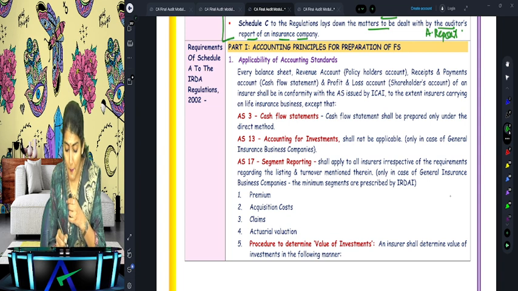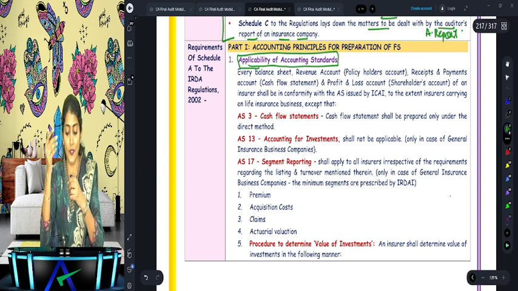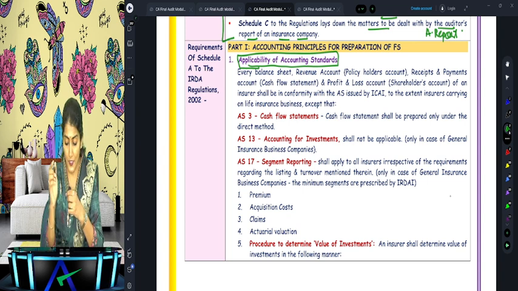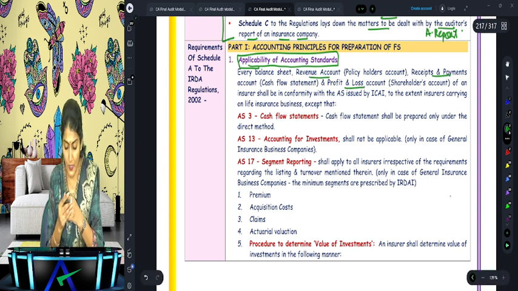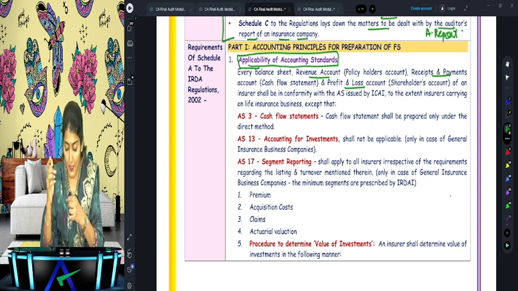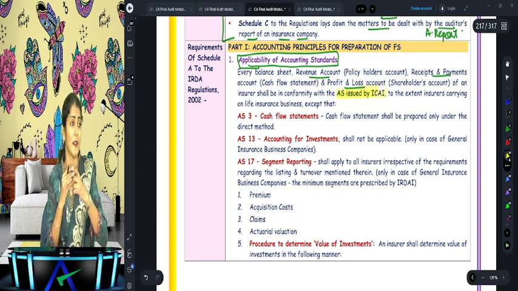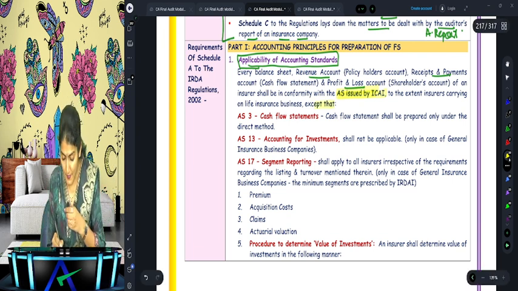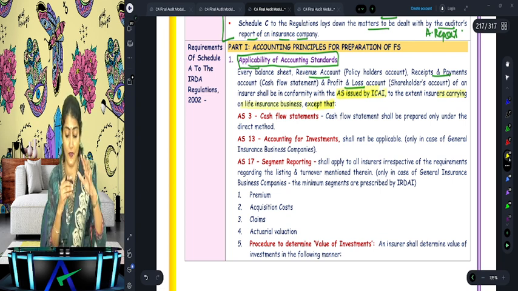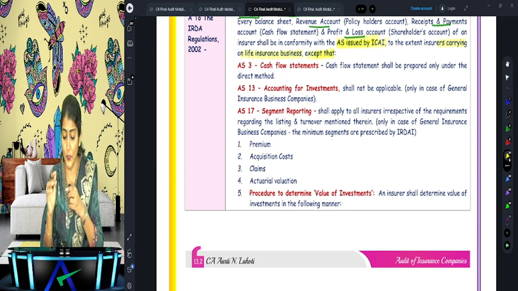What does it say? Applicability of accounting standards. So are AS also applicable to an insurance company? When an insurance company is preparing its revenue account, receipts and payment account, profit and loss account, shall it comply with the requirements of the accounting standards issued by the ICAI or under 133 of the Companies Act? Yes, except for, what does it say? Except that insurers carrying on the life insurance business. That means this exception is not there for the general insurance. It's only for the life insurance business.